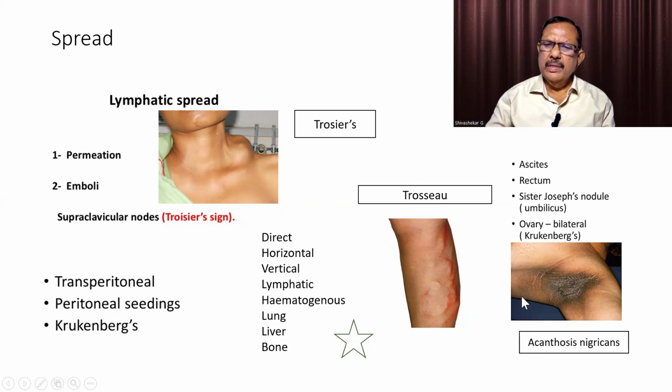And this is a picture of Acanthosis nigricans, which is a paraneoplastic syndrome. Sister Joseph's nodule in the umbilicus. So you can imagine the number of questions that can be asked from this page alone. And if you write it, you are too good. Thank you.